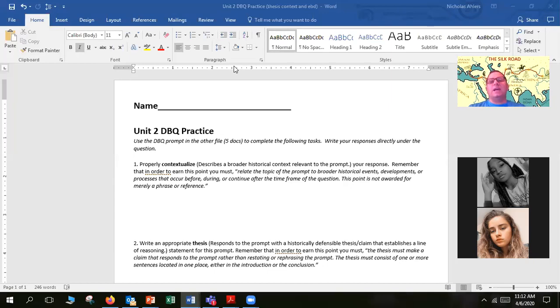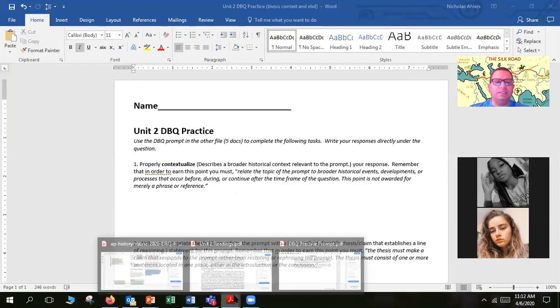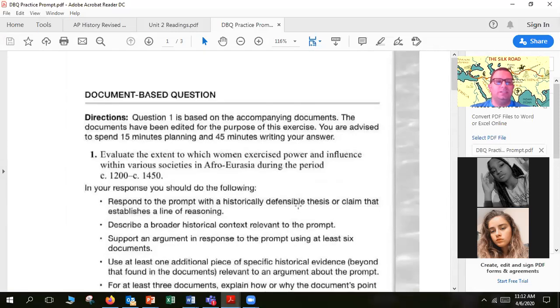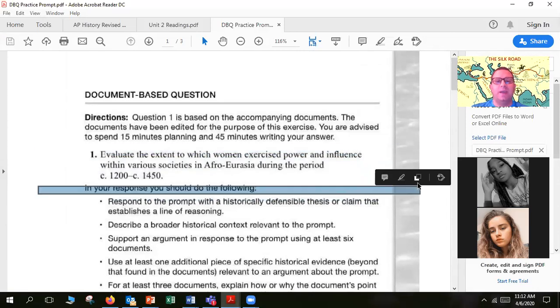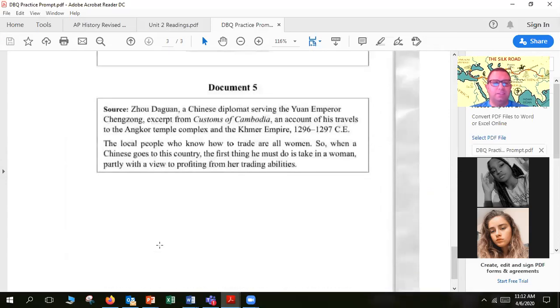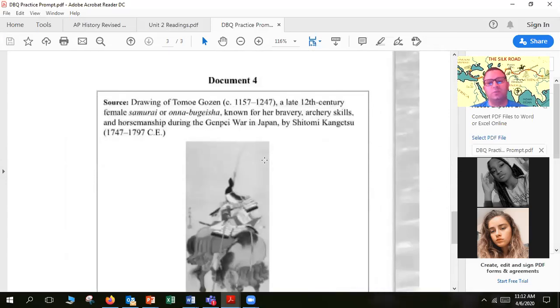So your second assignment for this week is actually going to be practicing stuff that you're going to have to do for the DBQ. Okay, so what I did is I gave you a DBQ prompt related to Unit 2, and it's in the file that looks like this, but the question is right here. Evaluate the extent to which women exercised power and influence within various societies in Afro-Eurasia during the period 1200 to 1450. And then I gave you 5 documents, okay, one of which is visual, which is what your test is going to be.